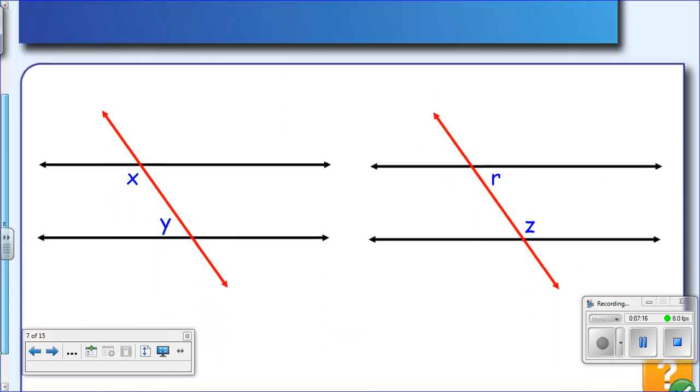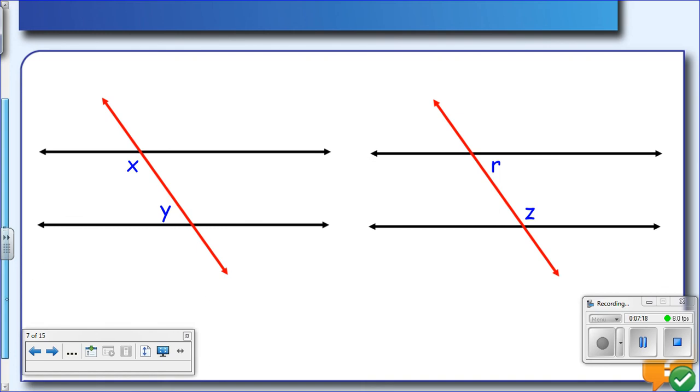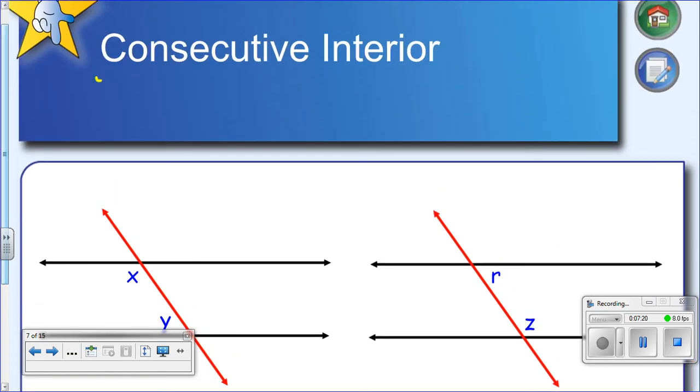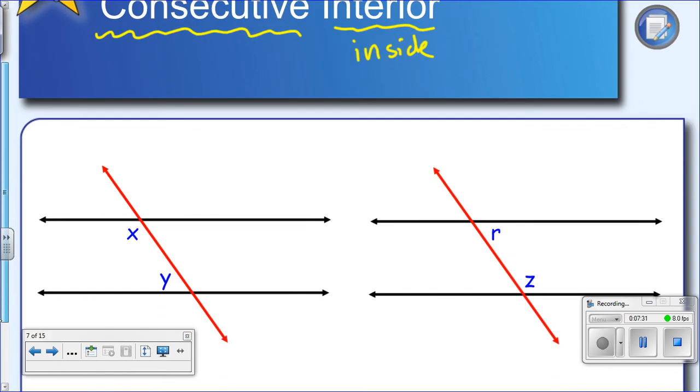Consecutive interior, I'm just going to show you basically what that means. Consecutive means one right after the other. Interior means inside. So we're talking about angles on the inside of the parallel lines.